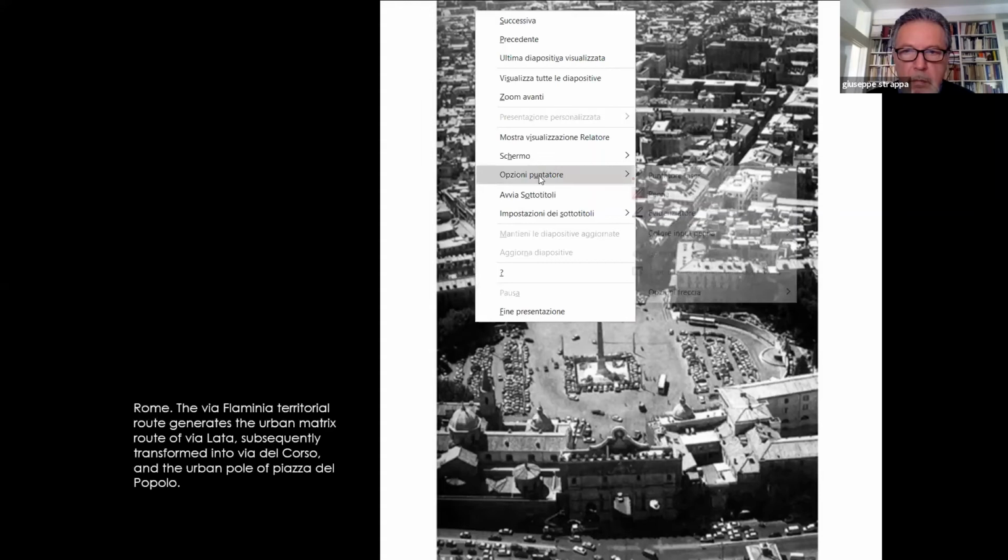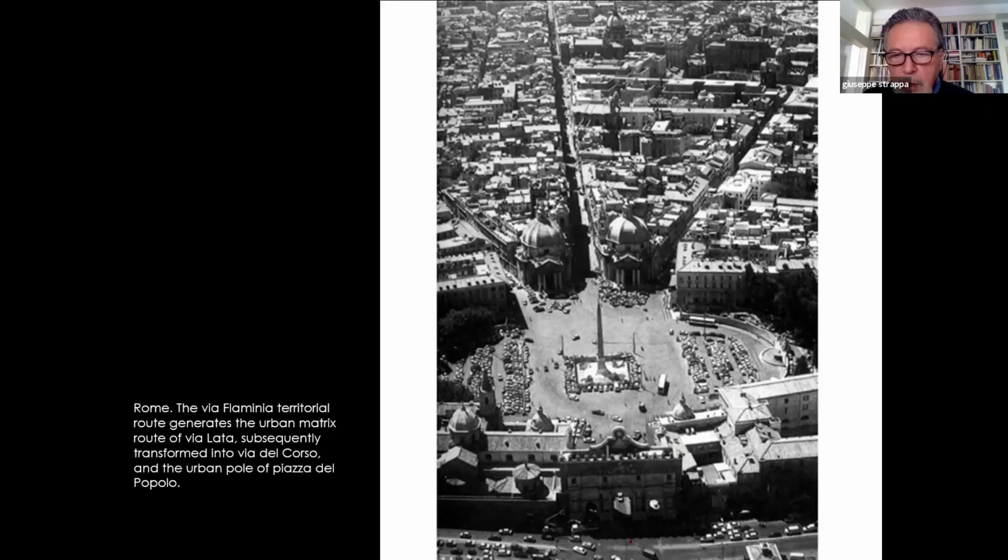You see how the territorial road formed the road also of the city. This is Rome, this is Via Flaminia, which is a territorial road coming from the north, which comes inside the city and forms Via Lata, which was afterwards transformed into Via del Corso, and became the urban matrix of other roads, which are, you see here, the building roads and connecting roads. So all the hierarchy was established by a territorial structure.